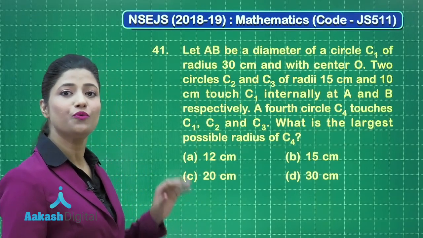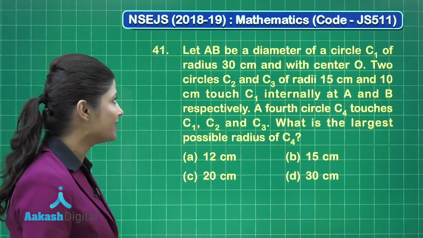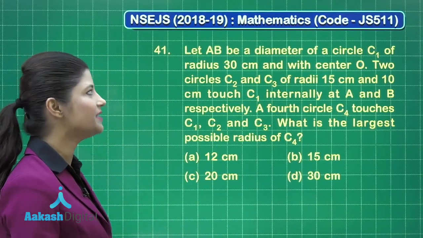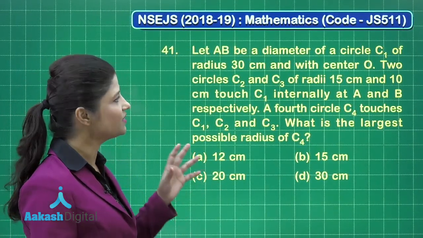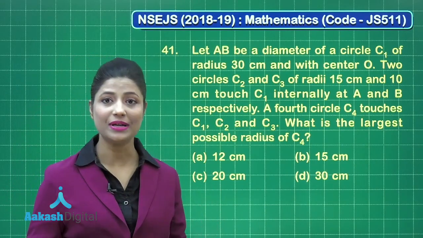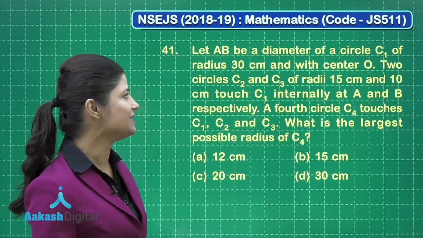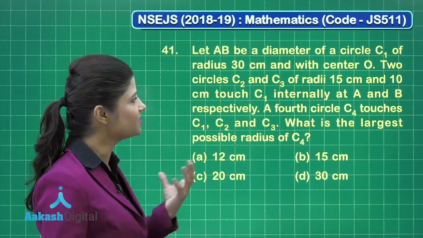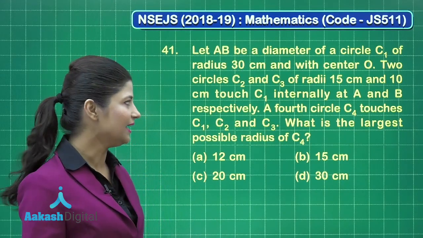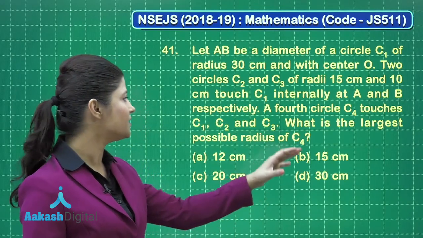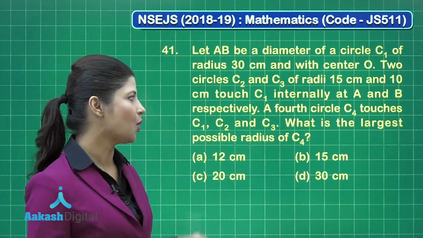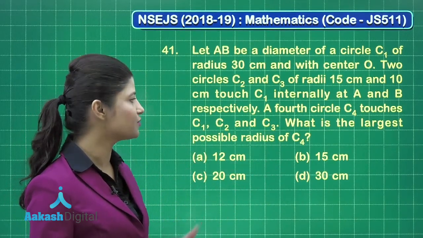So we are going to take up the first question, which is question number 41. It states that let AB be a diameter of circle C1 of radius 30 cm and with center O. Two circles C2 and C3 of radii 15 cm and 10 cm touch C1 internally at A and B respectively. A fourth circle C4 touches C1, C2 and C3. What is the largest possible radius of C4?